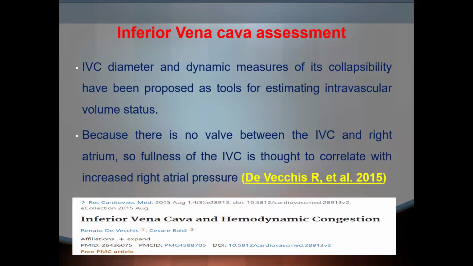IVC diameter and dynamic measurement of its collapsibility, and we will also talk about distensibility, have been proposed as tools for estimating the intravascular volume status. Because there is no valve between the IVC and the right atrium, the fullness of the IVC correlates with the increased right atrial pressure.